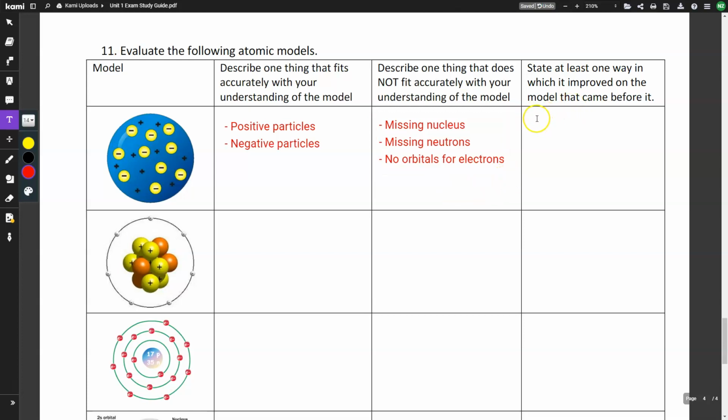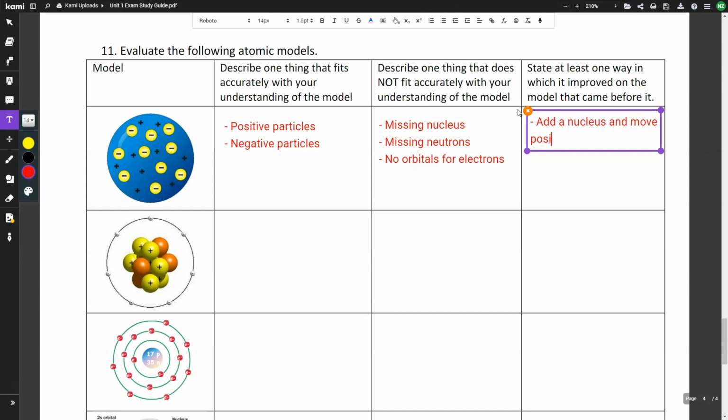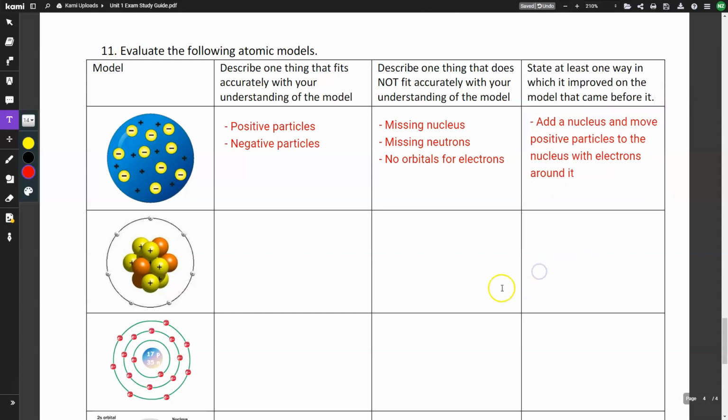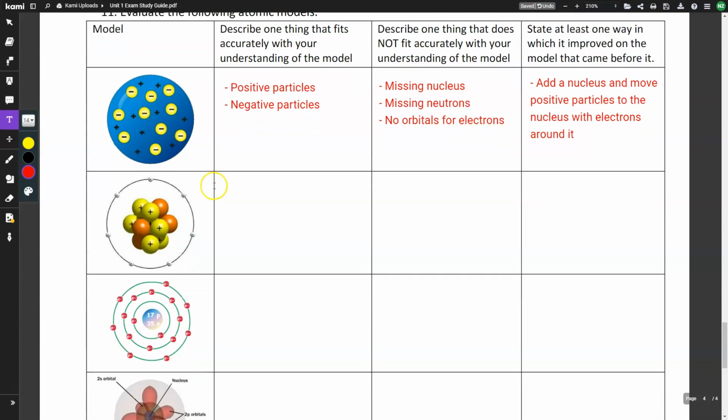State at least one way in which it can be improved on the model. Well, there was no model before this one, so we need a nucleus. All right. So add a nucleus and move the positive particles to the nucleus with the electrons around it. Okay, so let's move on to this next one. This one looks a little bit better.